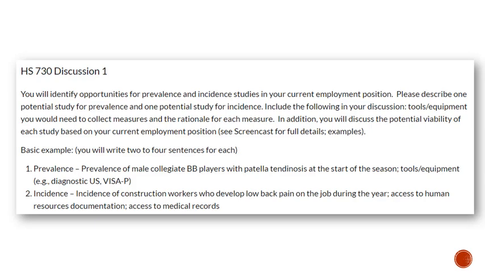Now, you've done your discussion one topic. Remember, by the 19th, I want you to respond to classmates. So the ones I've seen so far look really great, the prevalence and incidence. So you're getting it. You're getting a good idea on the difference between prevalence and incidence. So nice work on that.